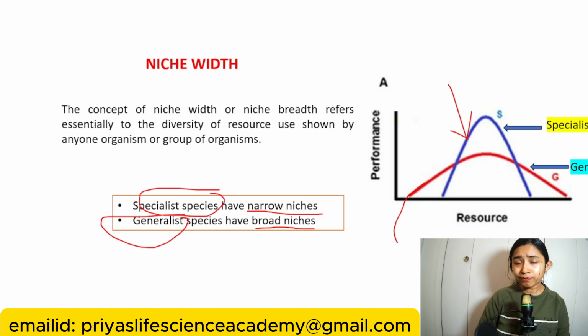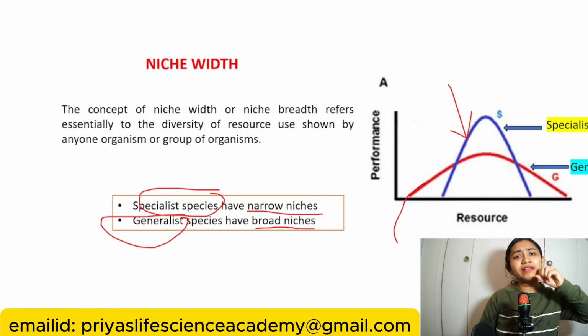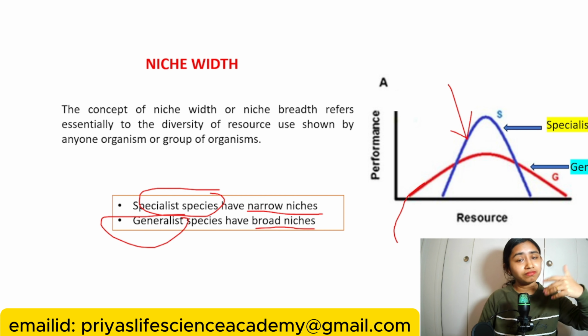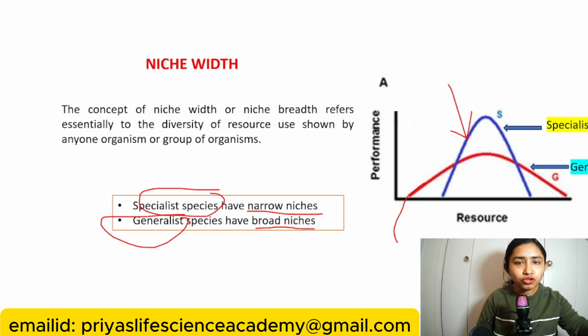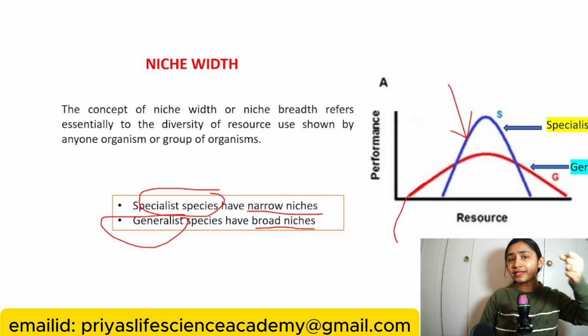But for generalist species, what will happen? They can eat anything edible, so they will not be starved. So the generalist species have an advantage that they will not be starved any day, but the specialist species may have a chance of starvation for a day. Why? Because they have a specific choice. They will not go beyond their choice. They will stick to their choice.